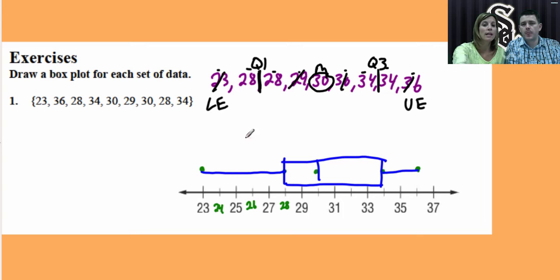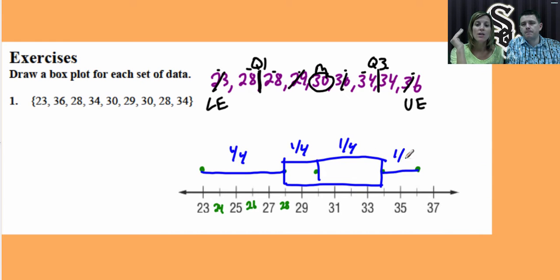So 1/4 of the data is going to be between 23 and 28. 1/4 of the data is going to fall between 28 and 30. 1/4 of the data is going to fall between 30 and 34, and then 1/4 of the data is going to fall between 34 and 36.